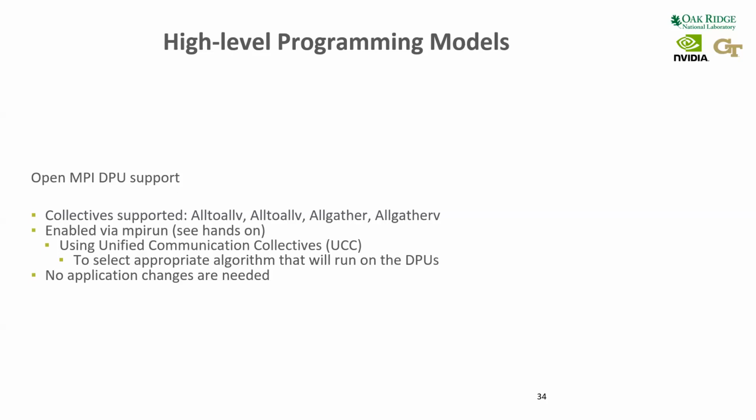The way it works is that with the current OpenMPI implementation that we have, we can enable the collectives implementations via UCC, the Unified Communication Collectives framework, which we can use to pick and select an appropriate algorithm for the collective that can be mapped to the DPU. And again, no applications are changing there.